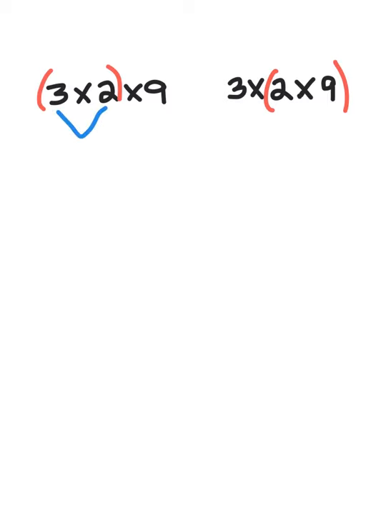Okay, let's see what answers we get doing 3 times 2. 3 times 2, 6. Cross out our problem. Bring down the other part of the problem. Times 9 equals 54. Now let's take a look at the other way. 2 times 9, 18. Cross out the problem.